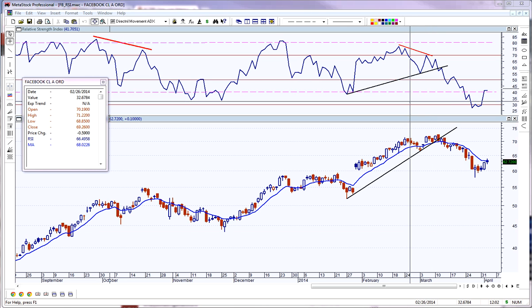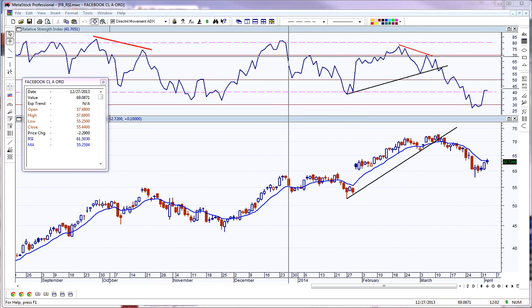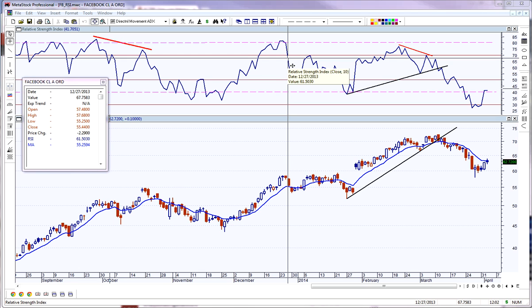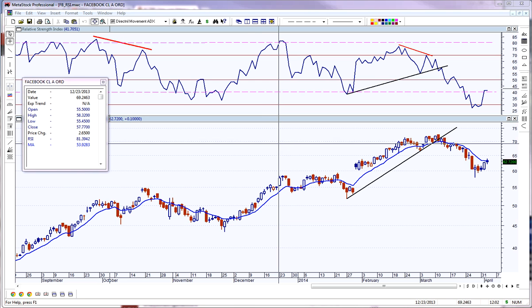So the indicator itself ranges from 0 to 100. Now, I am using a 10-day RSI. The default is 14-day. Some people use a 5. You can vary the length all over the board. So I like to use a 10. It kind of syncs my readings with the 10-day exponential moving average.